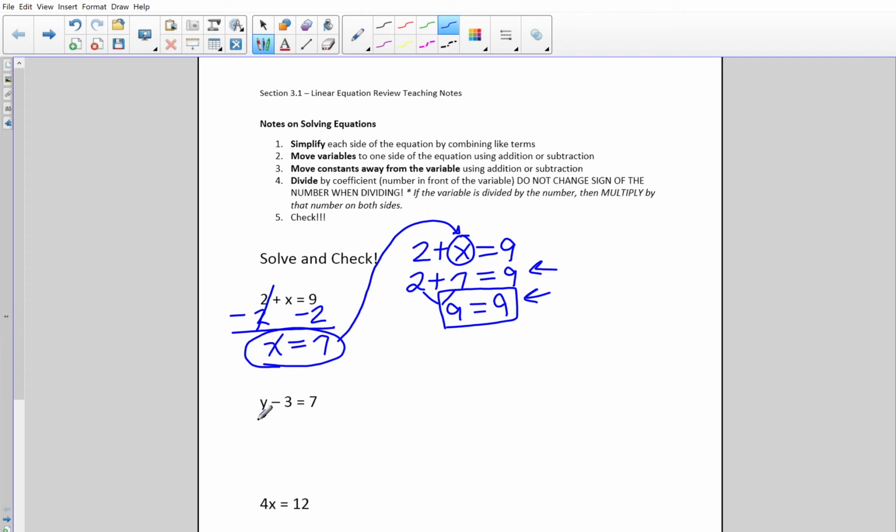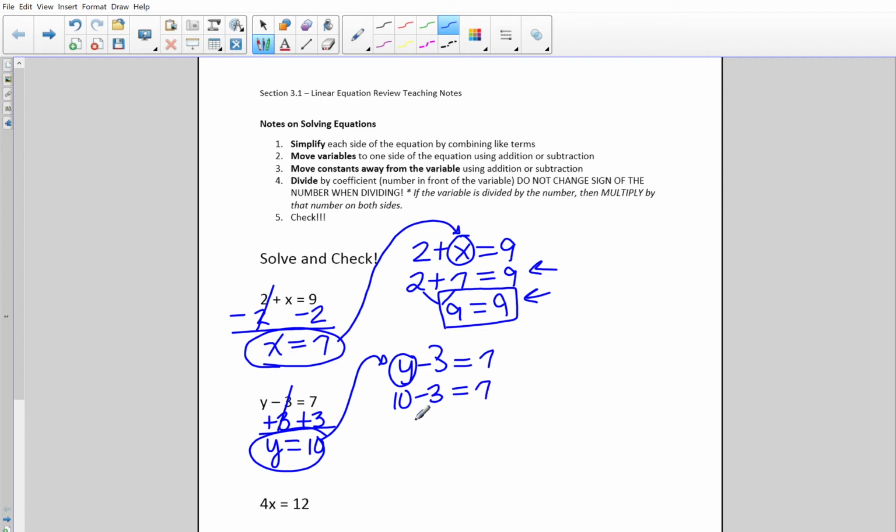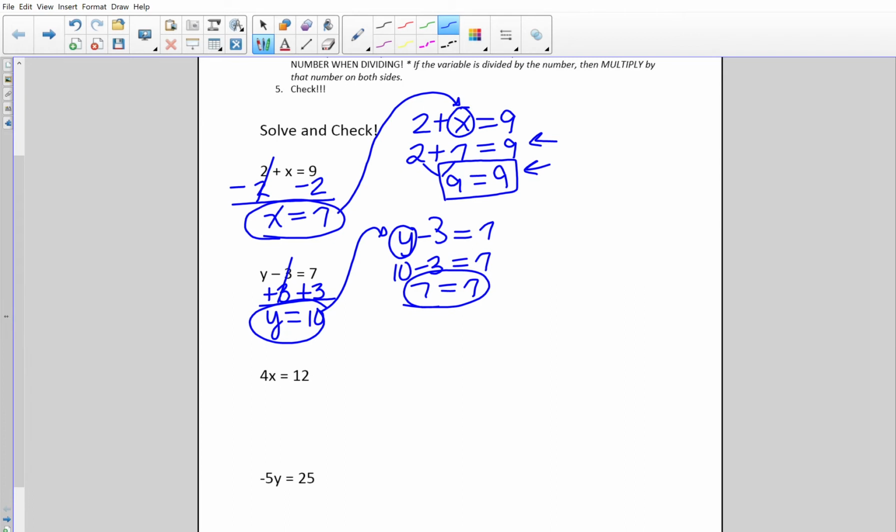Here we've got y minus 3 is equal to 7, so that's a negative 3. The opposite of a negative is a positive 3, so I'm going to make sure I bring that over. Make sure you carry your sign so you can see what you're supposed to do when you get to the other side. So y is equal to 10. That's my solution, so I'm going to check it. I have y minus 3 is equal to 7. I'm going to replace my y with a 10. So 10 minus 3 is equal to 7. 7 equals 7.